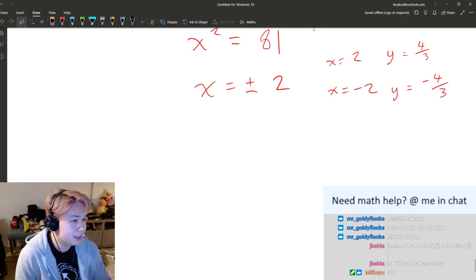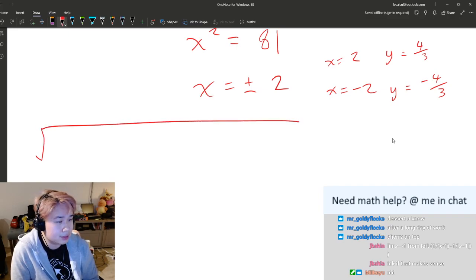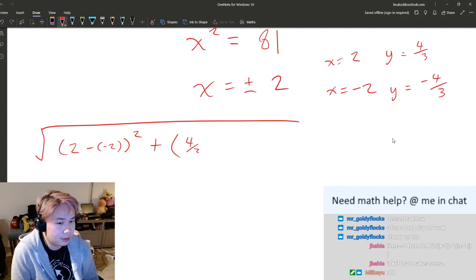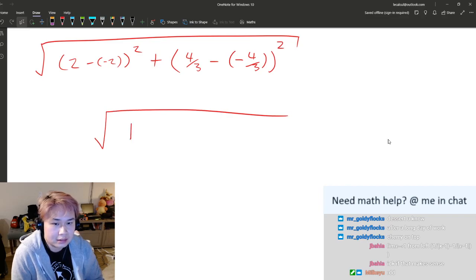And then the distance between these 2 points is just Pythagoras. So it's 2 minus negative 2 squared plus 4 over 3 minus negative 4 over 3 squared. So I'm almost done, and then I'll check out this other question. So what is this? 16 plus 64 over 9.